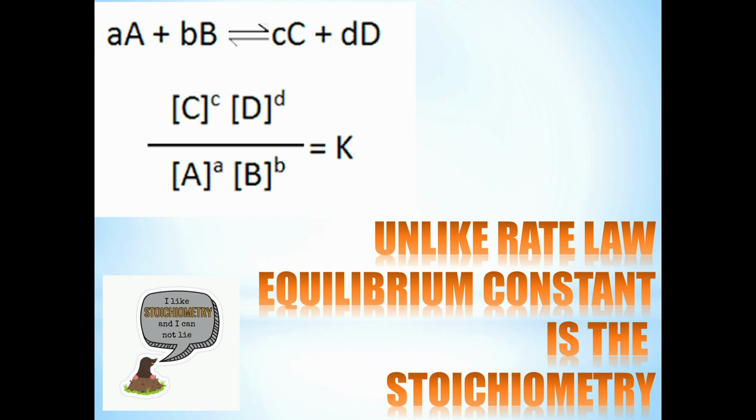The American Chemical Society, ACS, actually has a mascot, and because we talk about moles, their mascot is a mole. So that is the ACS mascot, and he likes stoichiometry because it's easier than trying to find the values for the rate constants.